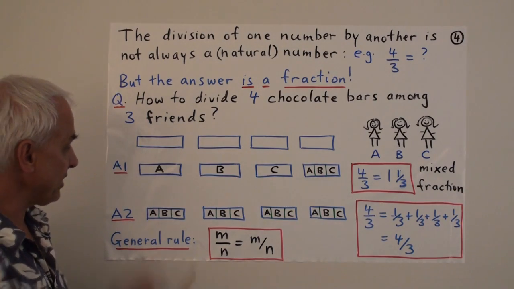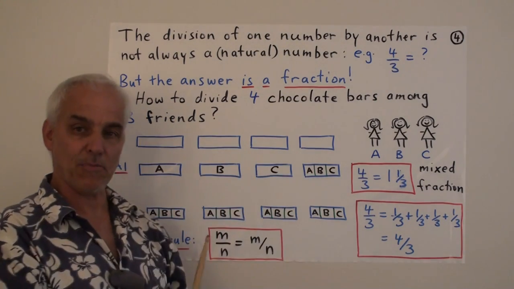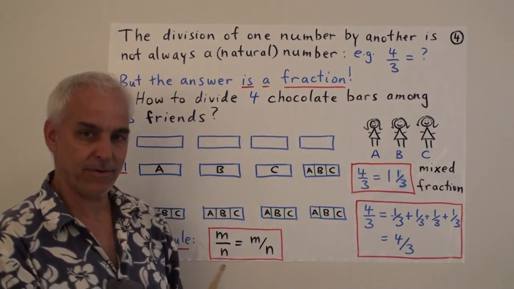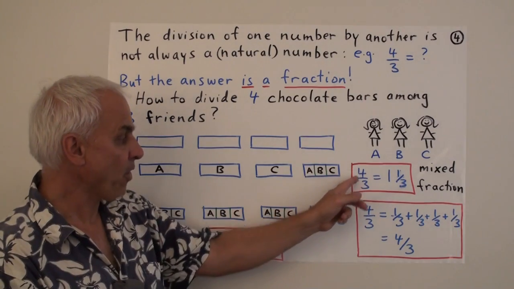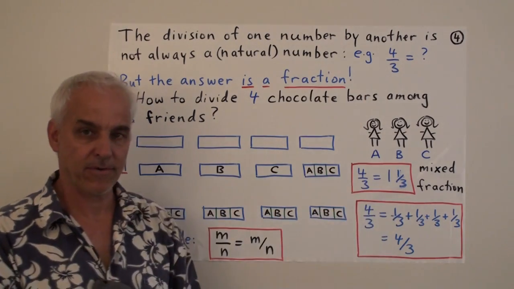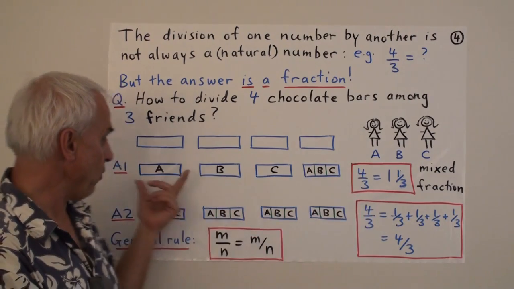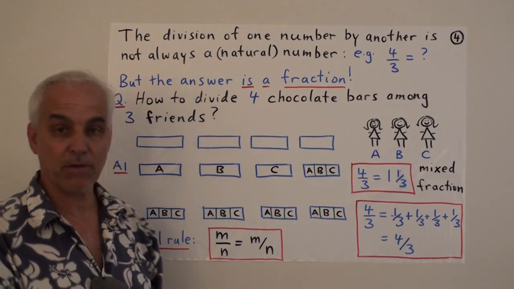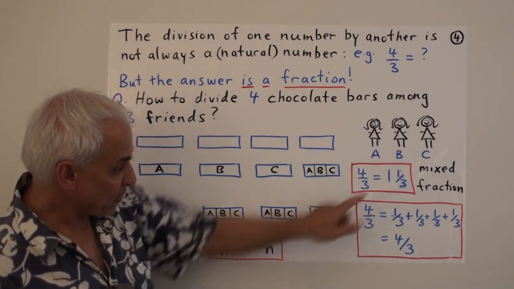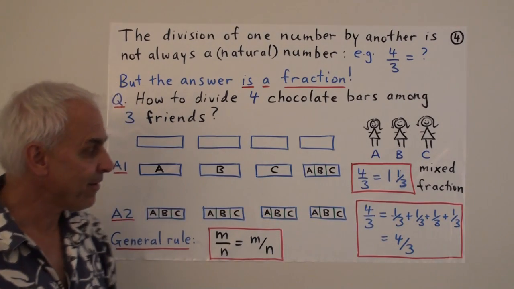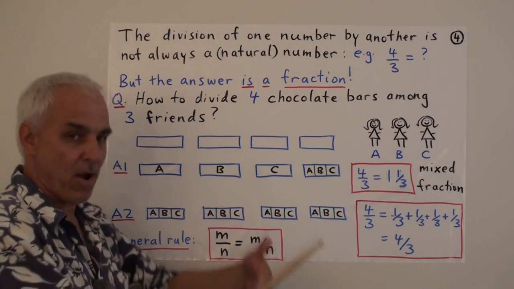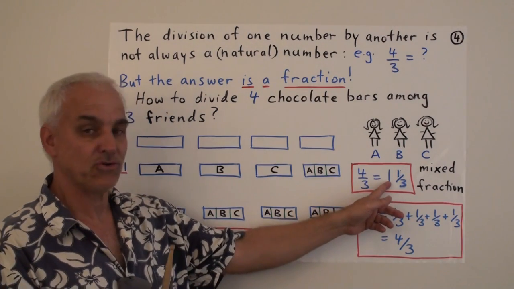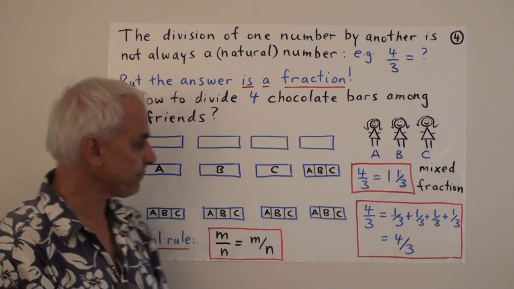So that way each girl gets a whole chocolate bar plus a third of a chocolate bar, which we can write like this, 1 1/3. And so we can say that 4 divided by 3 is 1 1/3. When you divide 4 by 3, you get 1 1/3. This kind of number is sometimes called a mixed fraction because there's really a plus sign in here that's not being written. So it really means 1 plus 1/3. And it's mixing together natural numbers and fractions.